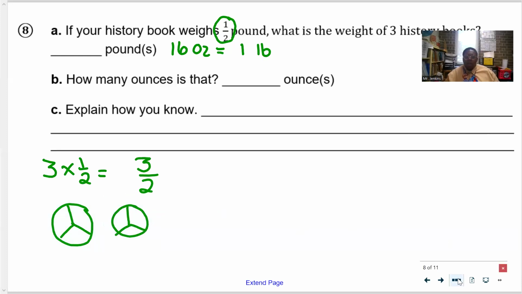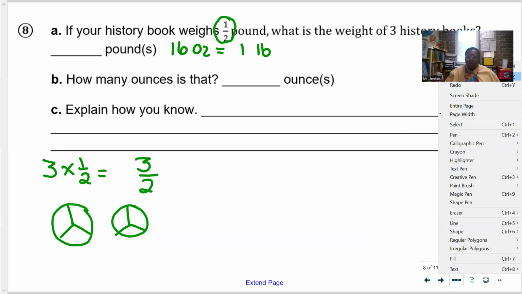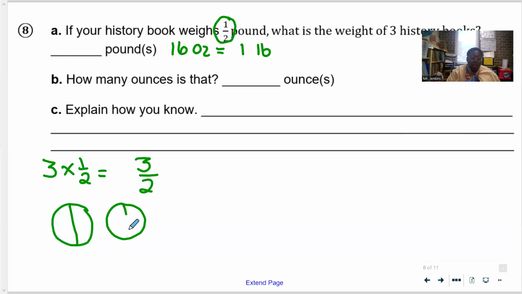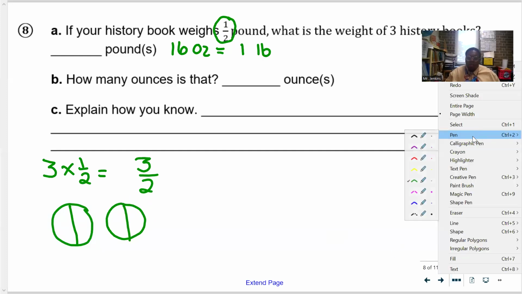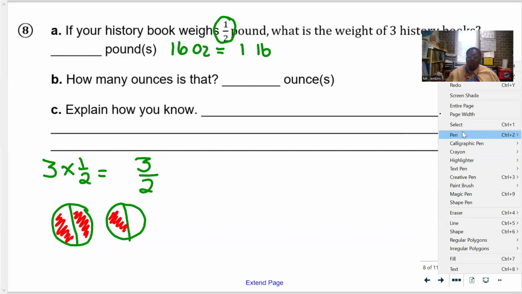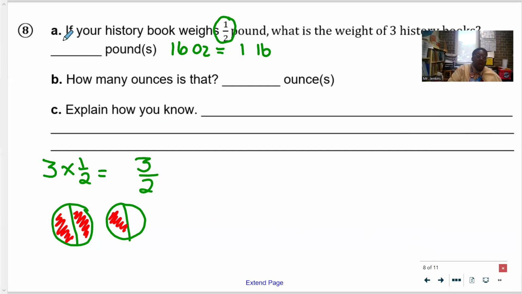I'm going to draw my shapes and then I'm going to draw them as halves because that's my denominator, okay? Split them in half, and then I'm going to shade them in. 1/2, 2 halves, which is a whole, 3 halves, which is a whole and 1/2. So all 3 textbooks will weigh a whole and a half of a pound. So 1 1/2 pounds. The problem says, how many ounces is that?